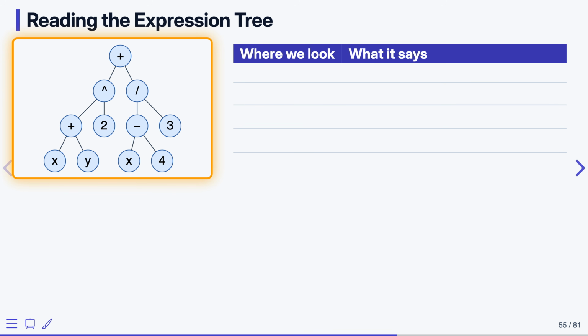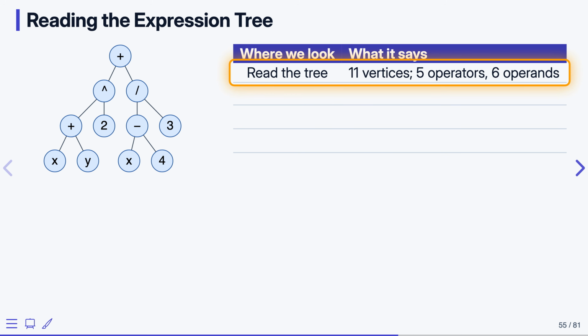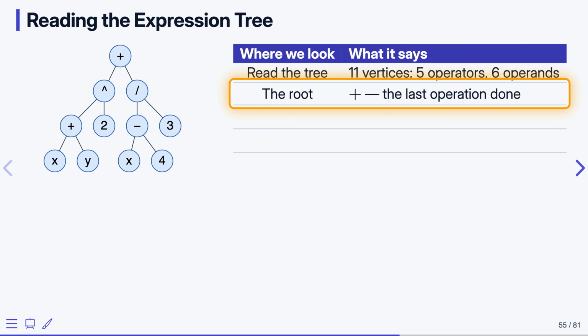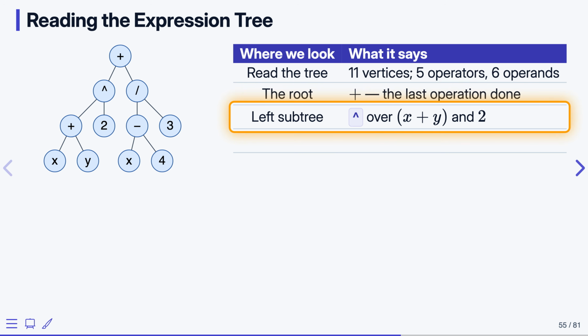Let us read the expression tree, one part at a time. First, read the whole picture. There are 11 dots. 5 of them are operators and 6 are operands. Now the root. The root is a plus sign. The root is always the last operation you would carry out because it combines the two finished halves. Now the left subtree. Its top is the power operator. Below it sit the bracket x plus y and the number 2. So the left half is x plus y, all raised to the power 2.